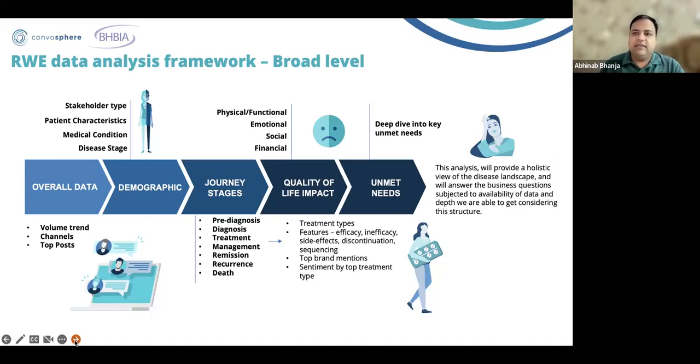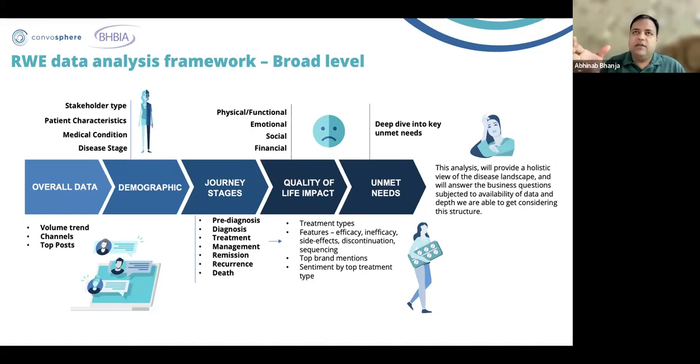Then the patient characteristics, that is their demographics, as I already described. Medical condition, in the sense of comorbidities, any mutations, the disease stage they are describing, or any other description around time since diagnosis. Once we have the demographics, we deep dive into journey stages. Journey stages differ from disease to disease, but these are the broader journey stages I've highlighted here. That starts with pre-diagnosis, then diagnosis, treatment, management, remission, recurrence, death. And within that, we have multiple levels of deep dive that we do.